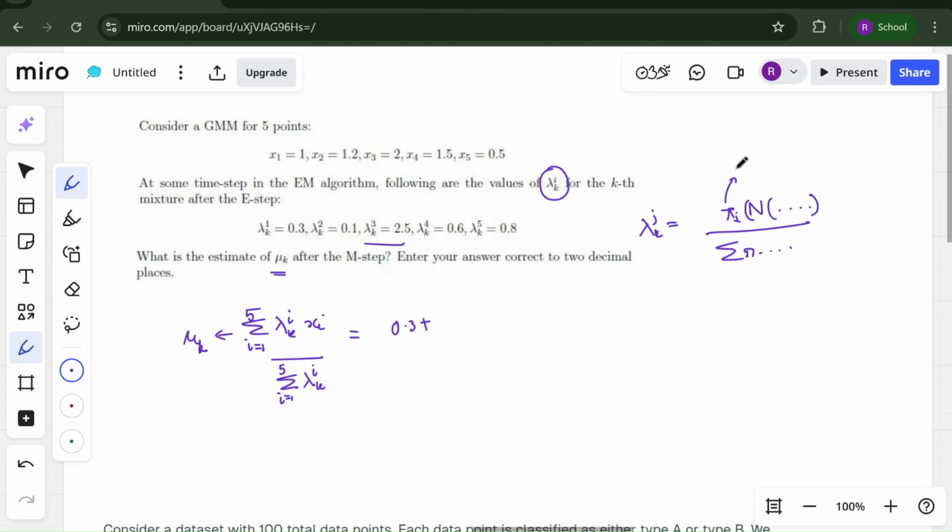Okay, so the weighted average would turn out to be something like 0.12 plus 5, and then 90, and then 0.9, I think, and then 0.4, divided by 0.3 plus 0.1 plus 2.5 plus 0.6 plus 0.8. So you can compute this. Whatever this turns out to be, that is the answer. Is this fine?